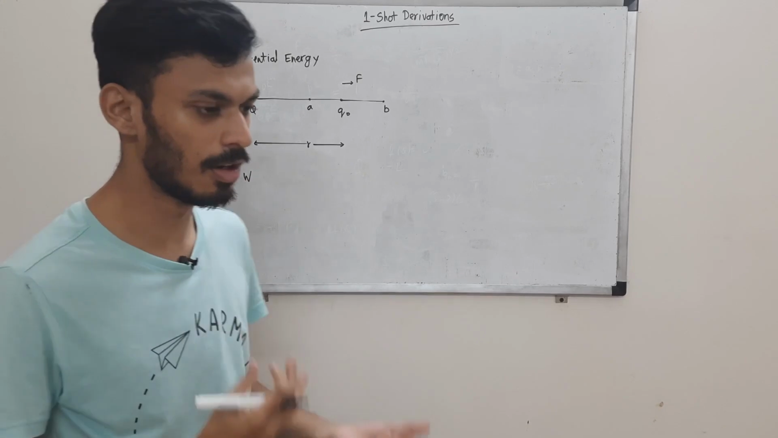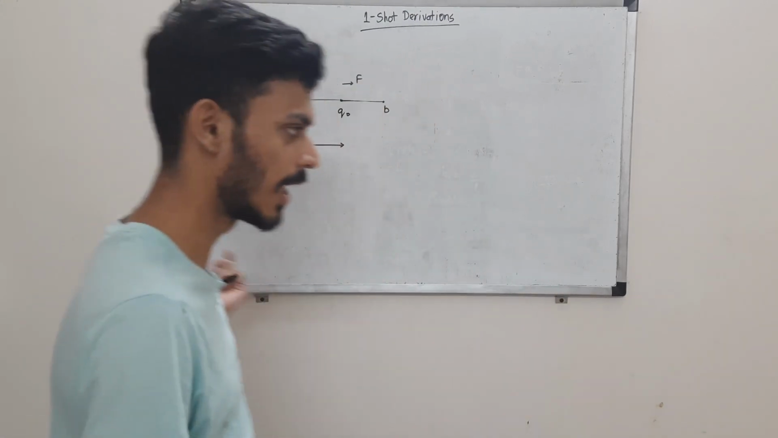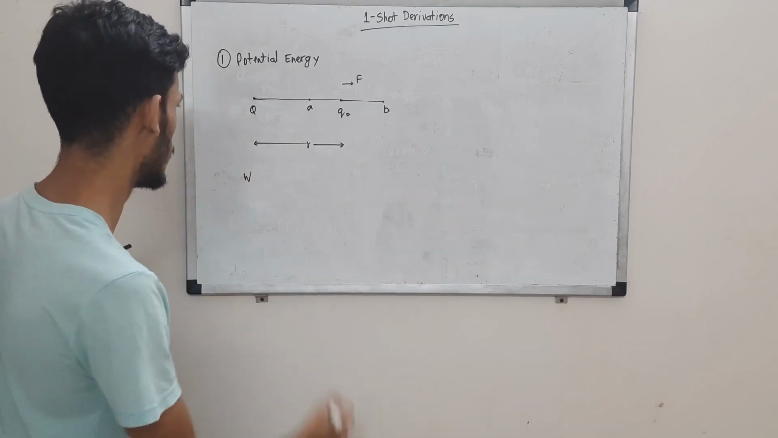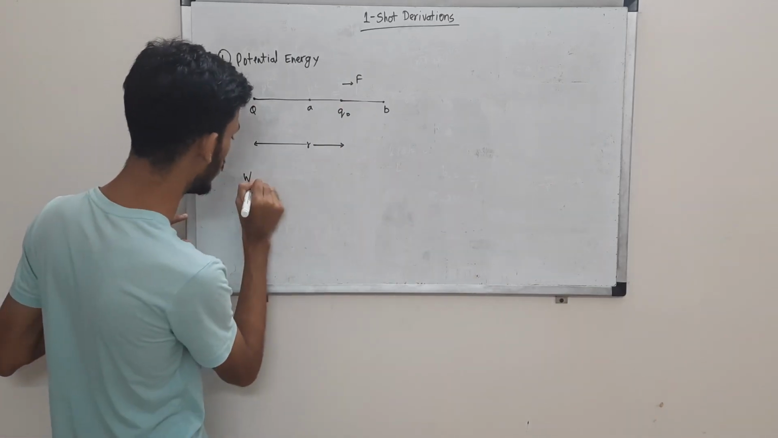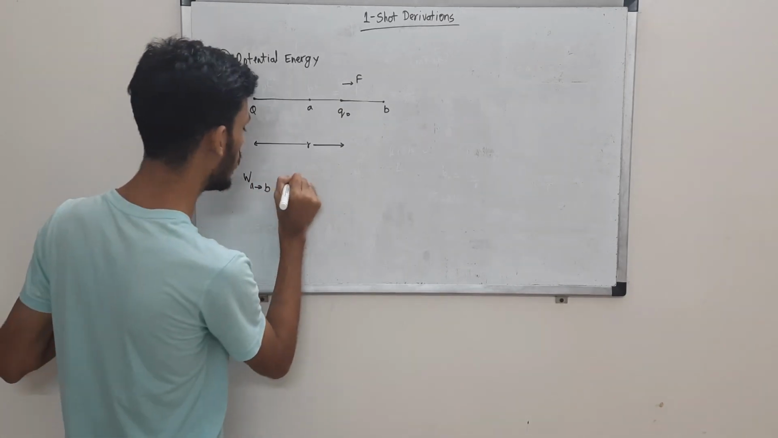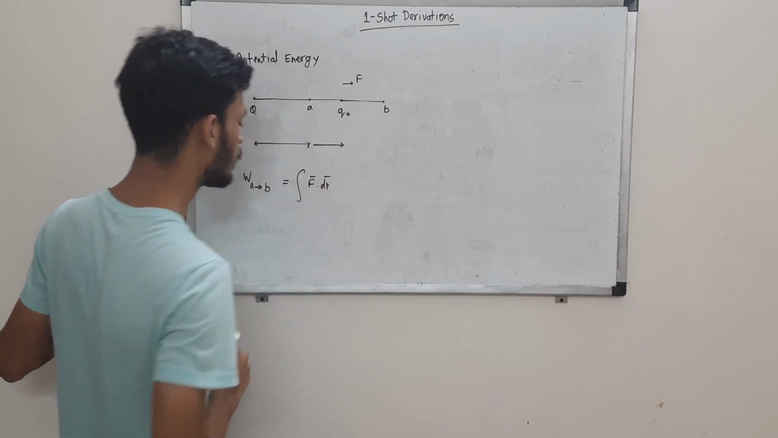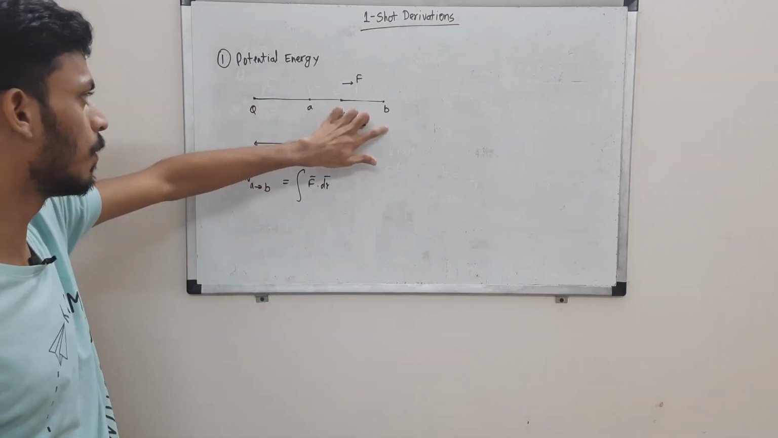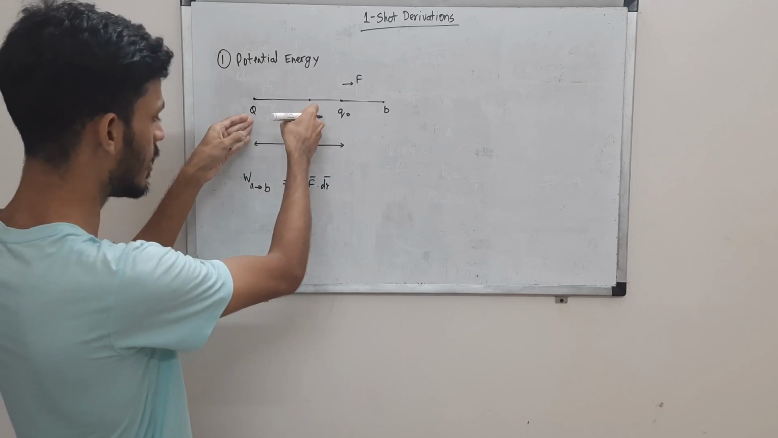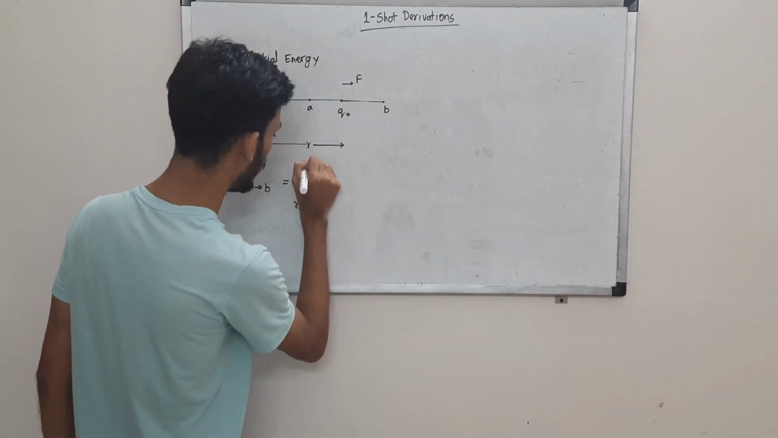First of all, we can use the logic of work. Since work for a conservative system will be negative change in potential energy, we can go from work to potential energy. So we'll consider the work done in moving this charge from A to B. It will be basically F dot dr. This distance is RA and this distance is RB, so we are taking it from RA to RB.